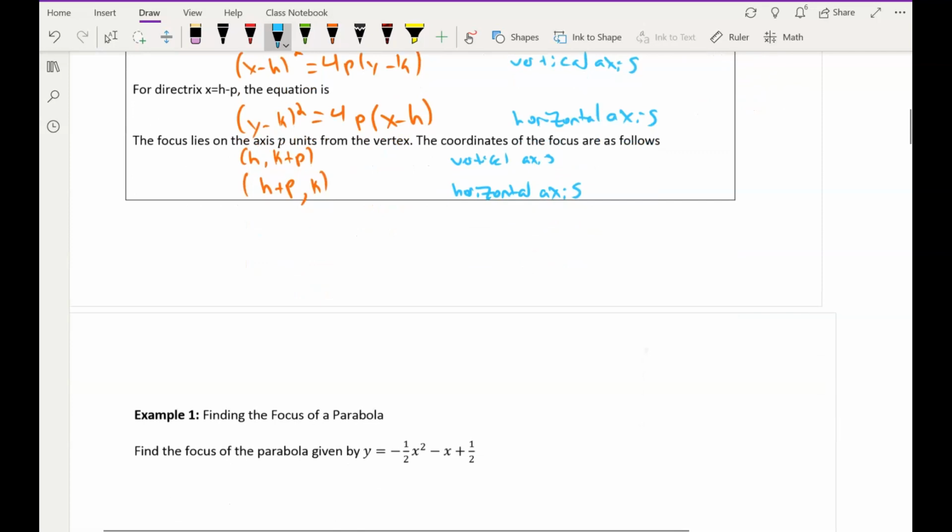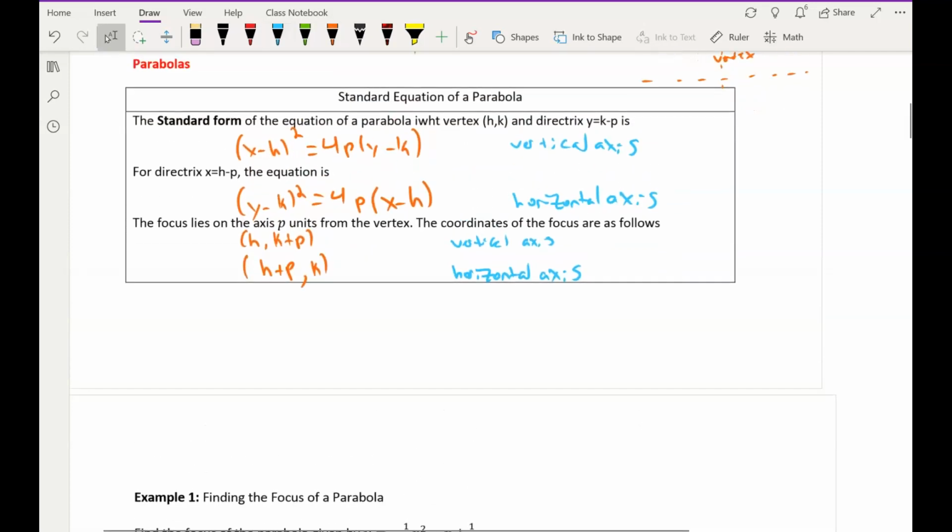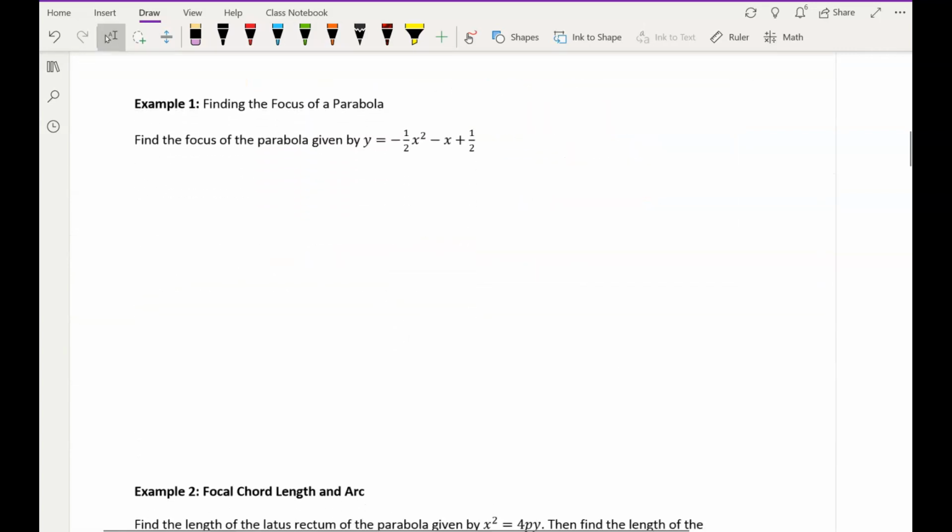Okay, so what we want to do is find the focus of a parabola, and I would encourage you to write those equations down if you don't have them already. We want to find the focus of the parabola given by y equals negative 1/2 x squared minus x plus 1/2. So, our goal here is to get it into the standard form. We want it to be like x minus h squared equals 4p times y minus k, or the other one. But which one is it going to be? Is it going to be a vertical axis or a horizontal axis? You should recognize that since there's a quadratic term for this x, we should eventually get it into the form x minus h squared, which means it's going to have a vertical axis.